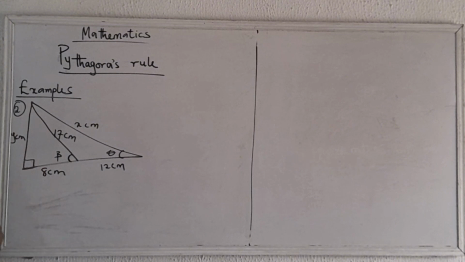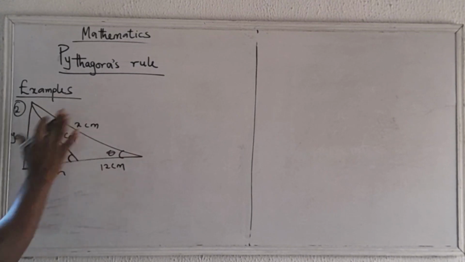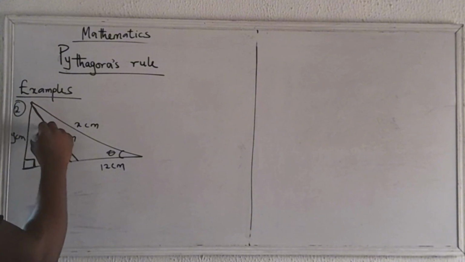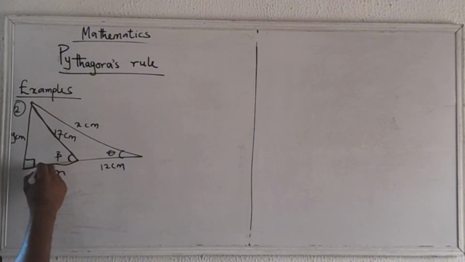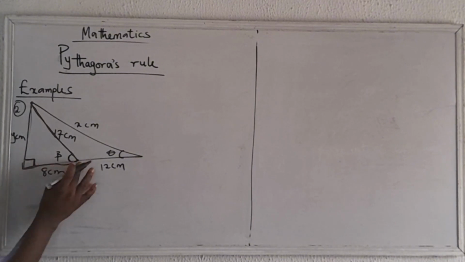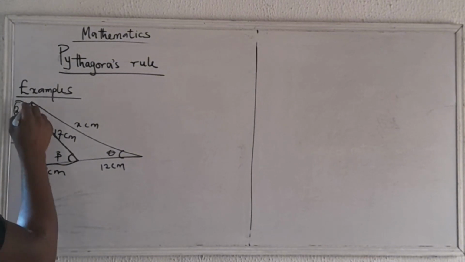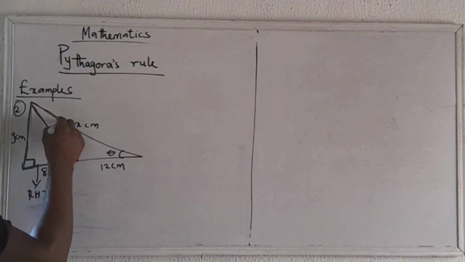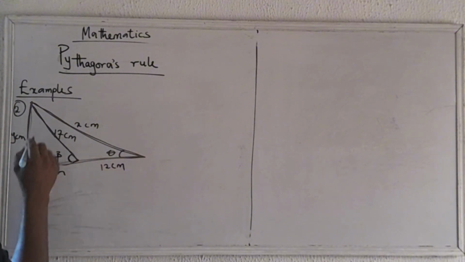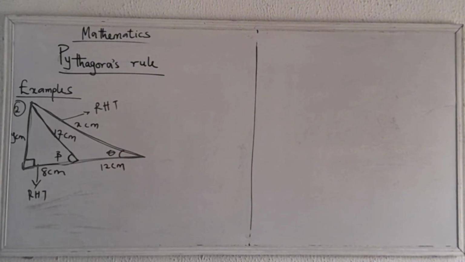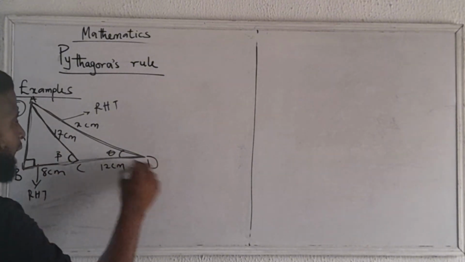Now, look at this example. If you look at this shape, this is the only perpendicular angle in this shape. If you trace this line downward up to this point, you will discover that this is a right angle triangle. And if you look at this shape like this, it is also another right angle triangle. Now, let's call this A, B, C, and D.